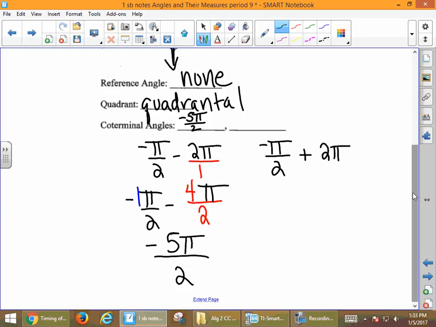But once we've established that 2 pi is the same thing as 4 pi over 2, negative pi over 2 plus 4 pi over 2, it's negative 1 pi over 2 plus 4 pi over 2, will also give us our other coterminal angle of 3 pi over 2.